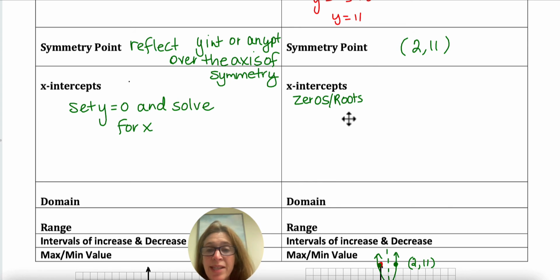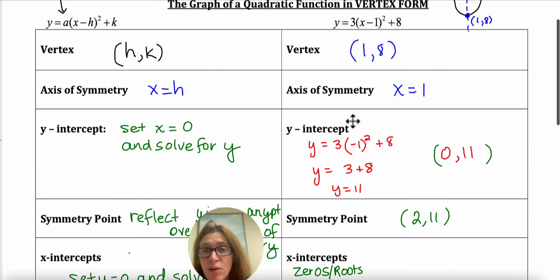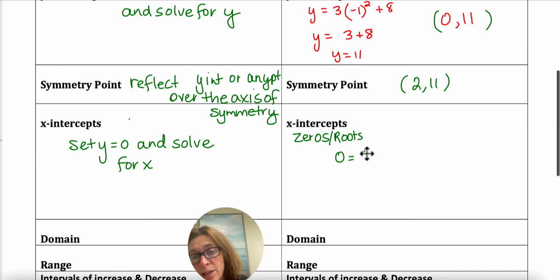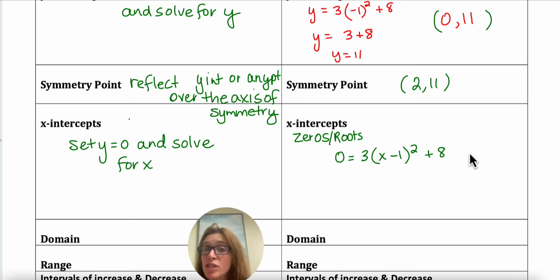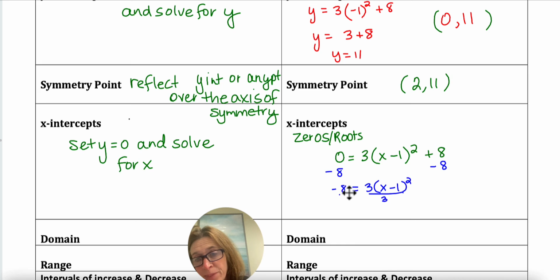Okay, so in this case, it would be 0 equals, let's look at that equation again, 3 times (x minus 1) squared plus 8. Okay, so now this is in the form that we'd really want to use the square root method here. So I'm going to subtract 8. Okay, so we get negative 8 equals 3(x minus 1) squared. We're going to divide by 3. Okay, and so we get negative 8/3. So I now have (x minus 1) squared equals negative 8/3.